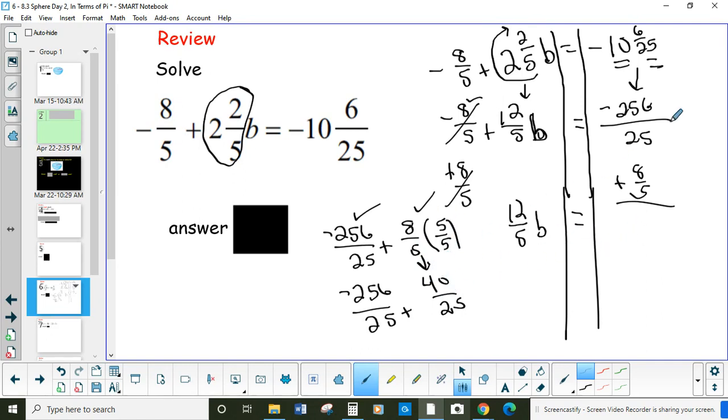So now that I've figured out a way to do this step up here where I add these two, I have the same size pieces, or common denominator. I can add my numerators. I have -256 over here, +40.